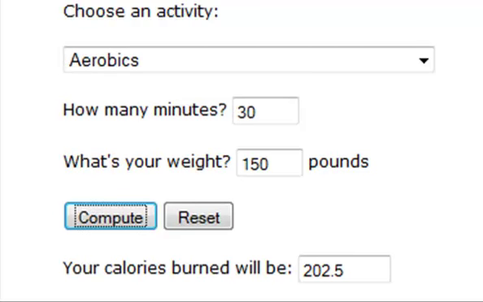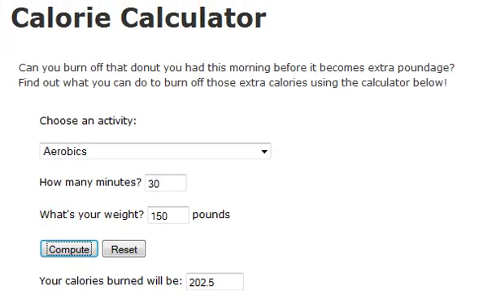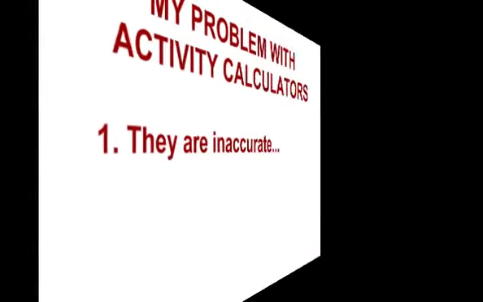Before I actually get into the problem, let's look at the instructions at the top, the little paragraph at the top, and let me read that for you. It says, "Can you burn off that donut you had this morning before it becomes extra poundage?" And that's part of the problem that I have with these types of calculators and charts that operate in the same way. The problem is that they are not very accurate.